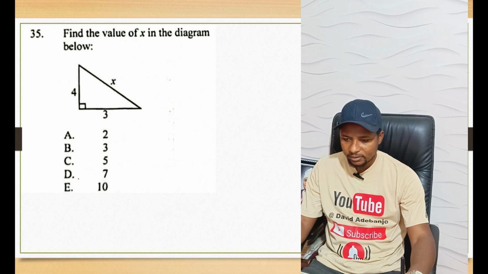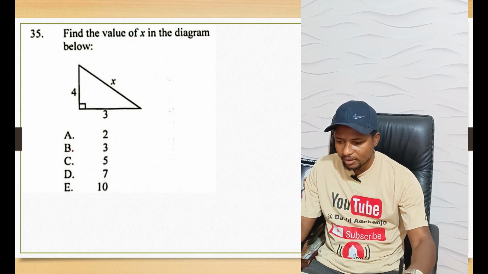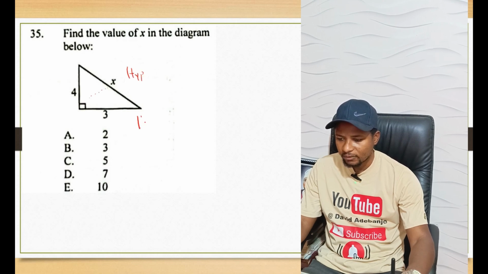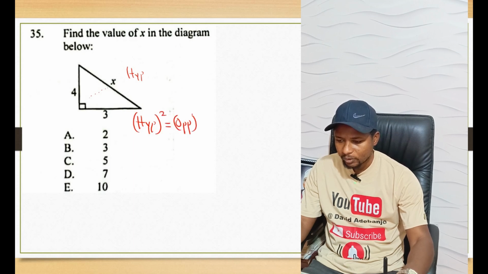Moving on to number 35. The question says find x, and looking at this, it is a right angle. So only Pythagoras theorem will help you to find one of the missing sides. And what we're looking for, like I said, is the side facing 90 degrees. That's the hypotenuse. So you have the formula, the hypotenuse squared equal to opposite squared plus adjacent squared.